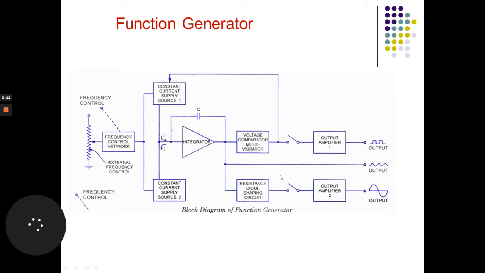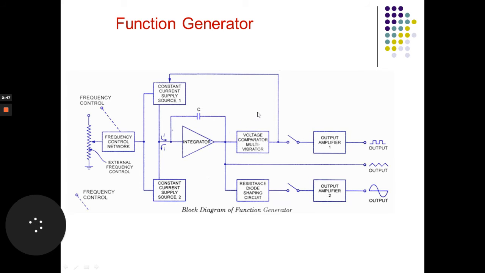The lower current source supplies opposite current to the integrator circuit. As you can see, the constant current supply source is provided to the integrator, the slope increases, so the output of the integrator also increases. So a positive slope is being provided at the output of this integrator.